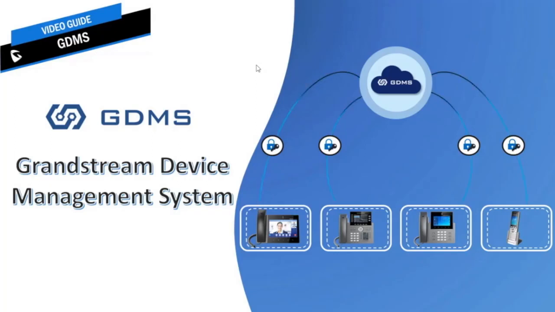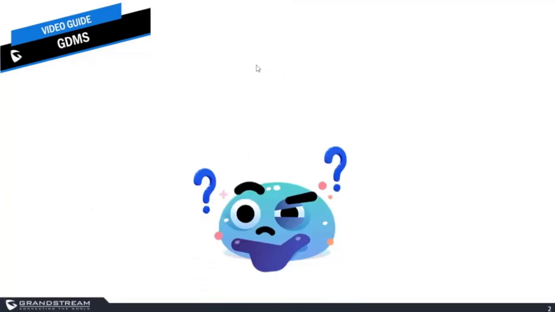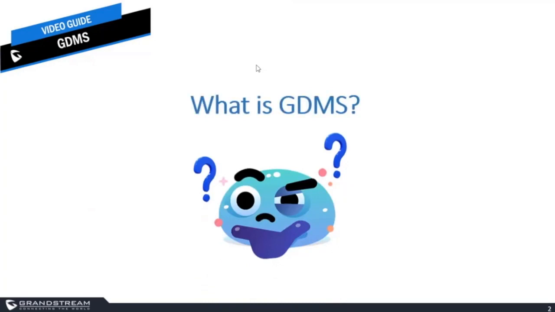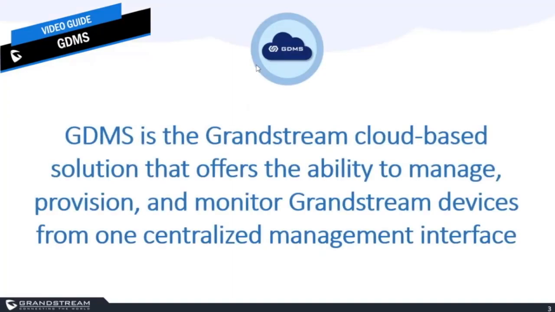In this video, we will explore the Grandstream device management system and show you how you can use and take advantage of the features built into it. So first, for those of you who are not familiar with GDMS or have not used GDMS before, GDMS is the Grandstream cloud-based solution that allows you to provision, manage, monitor, and troubleshoot Grandstream devices from one centralized management interface. The service is hosted on AWS, or Amazon Web Services, and it is free. You simply go to gdms.cloud and sign up for a free account.